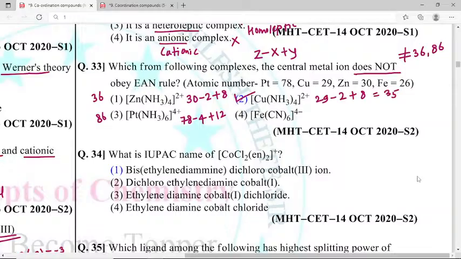Fe. Fe has 26, minus oxidation state plus 2, plus 6 into 2, 12, so 24 plus 12, 36. So that's the fourth option, which obeys the effective atomic number rule. So option number second is correct.